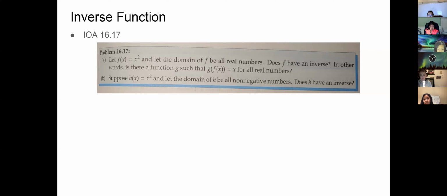Now, first question, does f have an inverse when the domain is all the real numbers? For all the real numbers in the domain, does f have an inverse? Now remember, what do we mean by not having an inverse? In what situation does a function not have an inverse? We just covered that, right?